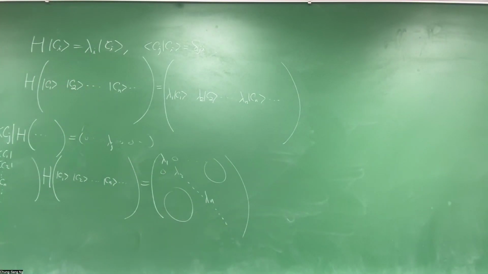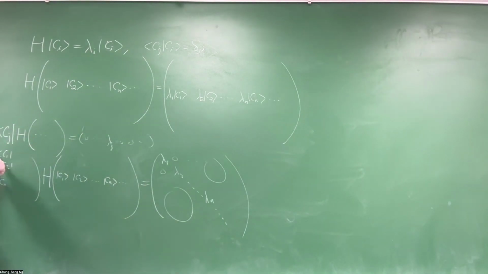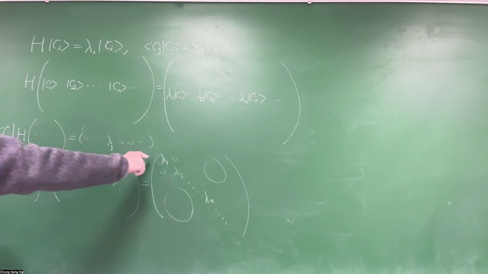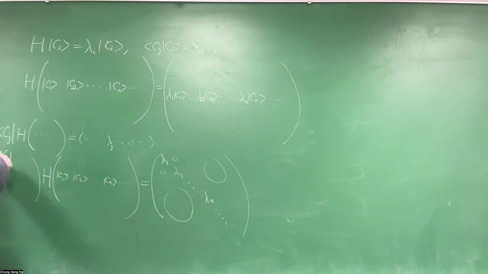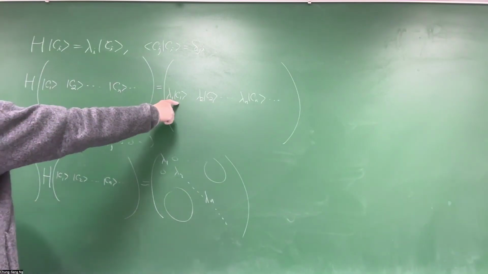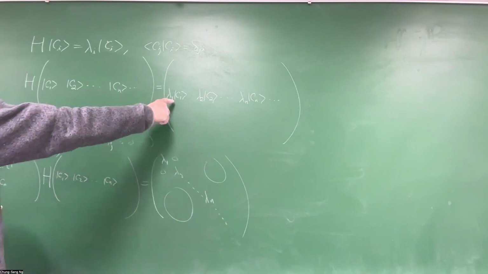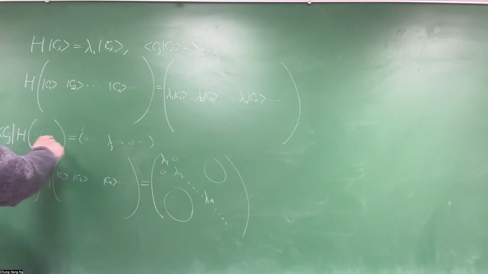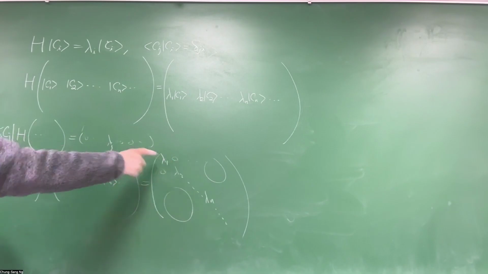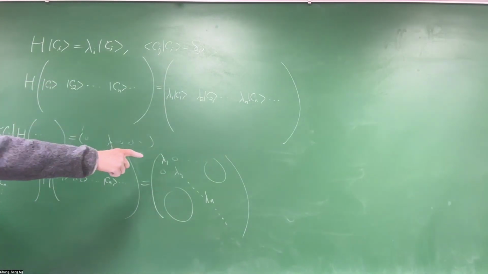Right? You see that? Because this one multiplied with this one, say the first row, is just C1. The first element is the scalar product of this one and that one, C1 and C1, which will give you 1, so you get lambda 1. The second column is this one and that one, which gives you 0 because of orthogonality, and so on.